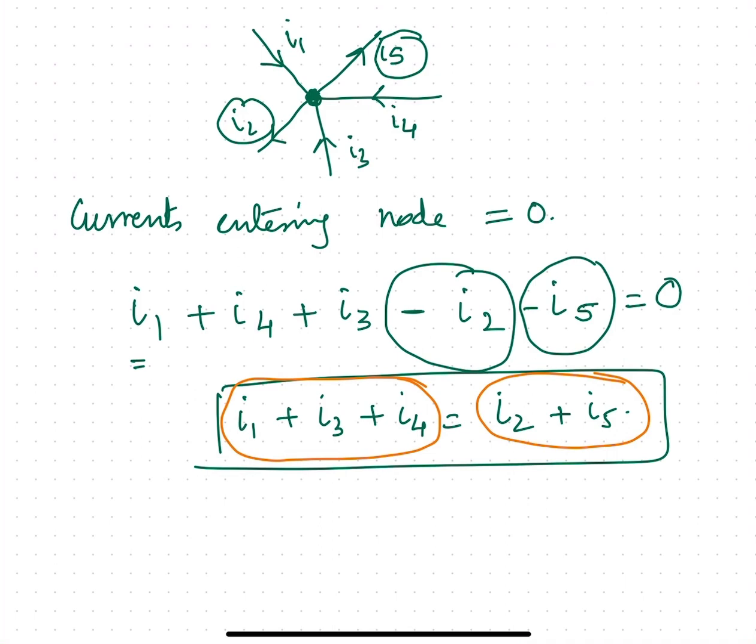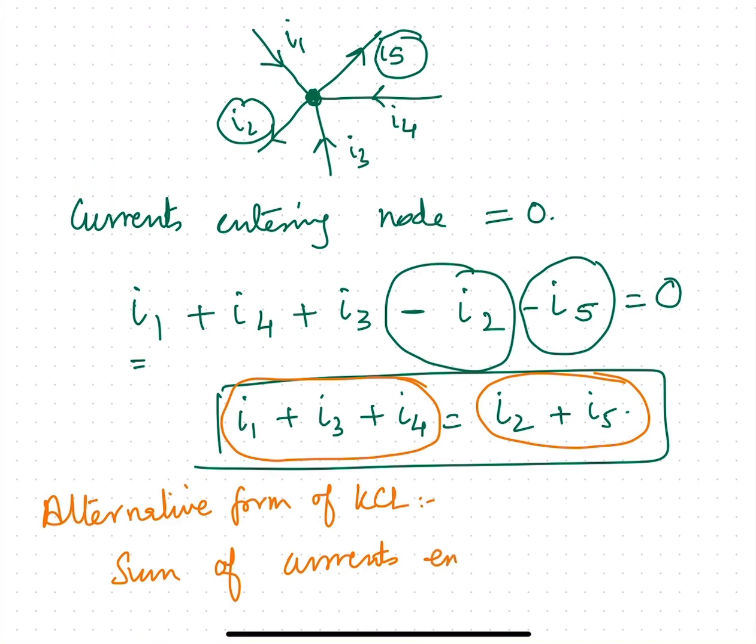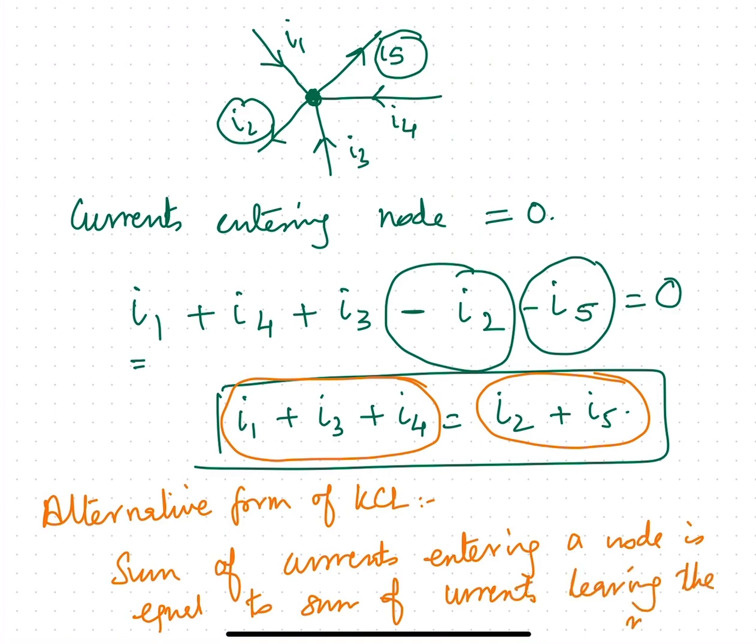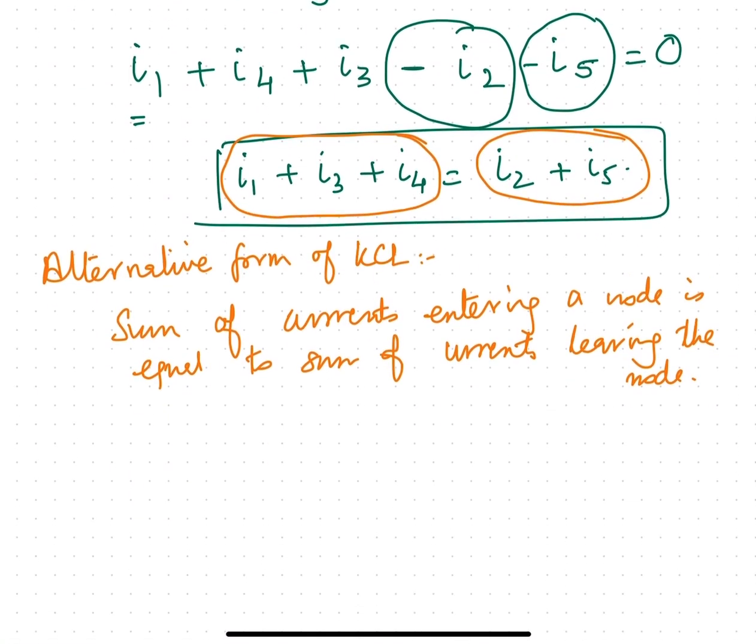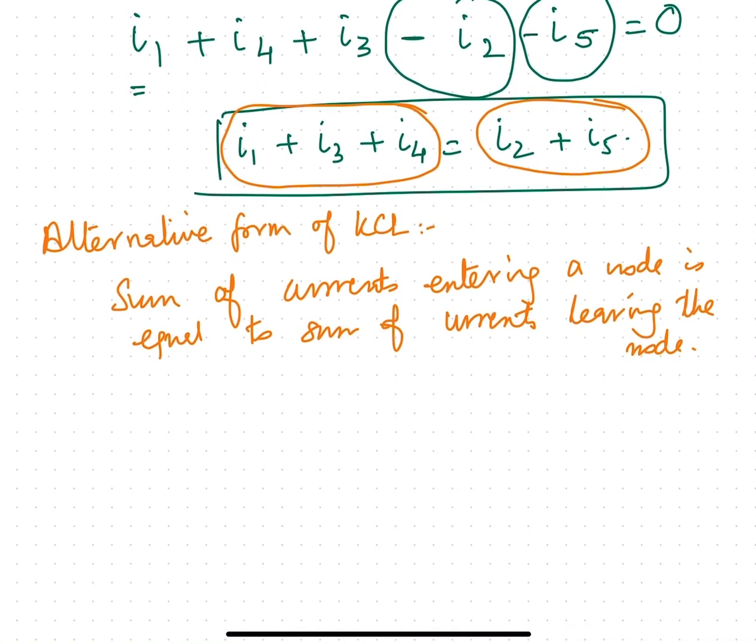Okay, this is an alternative form of KCL. What is it? Sum of currents entering a node is equal to sum of currents leaving the node. Okay, so this is the simple statement of KCL.